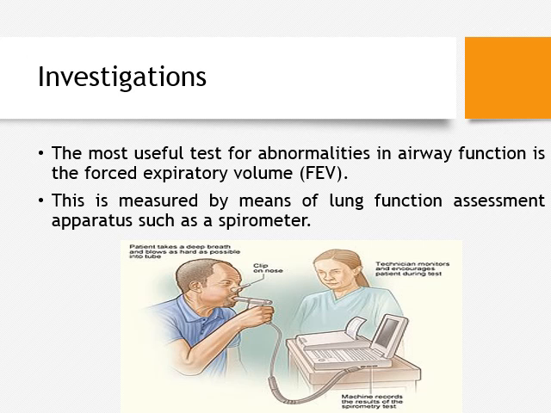In clinical investigations of asthma, the most useful test for abnormalities in airway function is the forced expiratory volume. This is measured by means of lung function assessment apparatus such as a spirometer. In this diagnostic test, the patient takes a deep breath and blows as hard as possible into a tube. The technician monitors and encourages the patient during the test, while the machine records the results of the respiratory test.